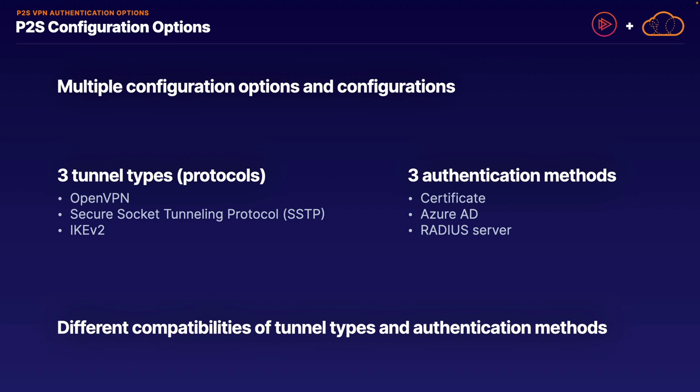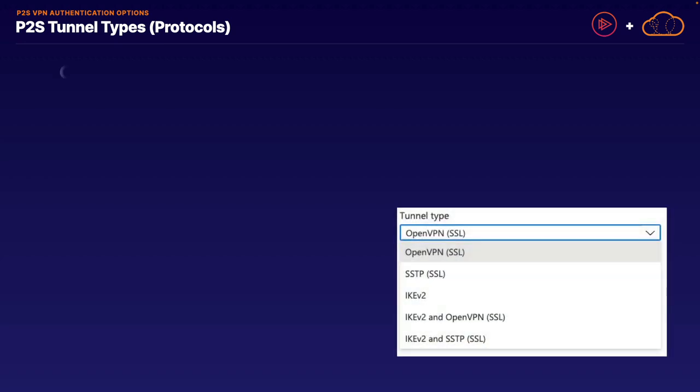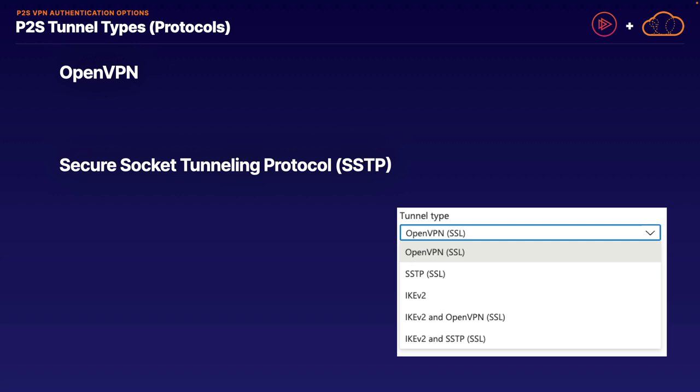Let's go ahead and break each of these down, starting with point-to-site VPN tunnel types, or again, protocols as a different term. As mentioned in the previous slide, we have three different tunnel types available, which again include OpenVPN, Secure Socket Tunneling Protocol, or SSTP, and again, IKE version 2. Let's go ahead and expand on each one of these.